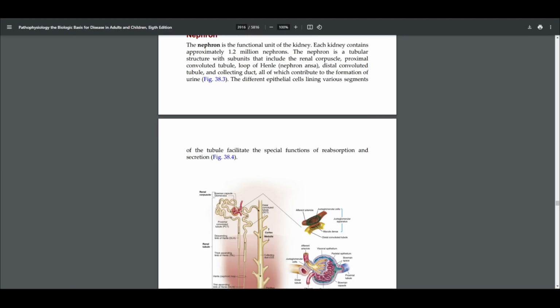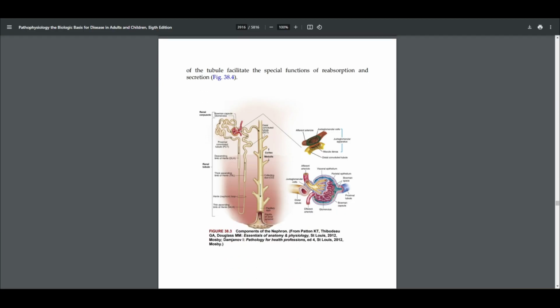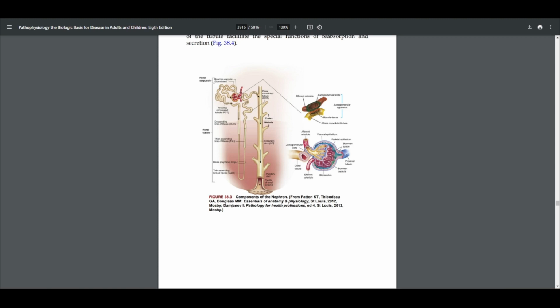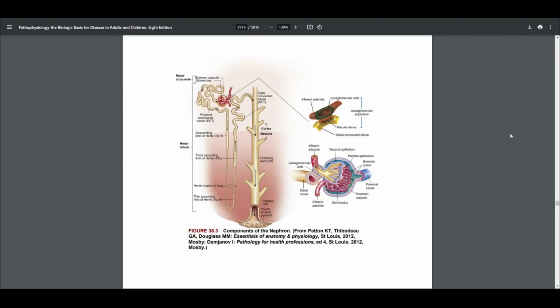The different epithelial cells lining various segments of the tubule facilitate the special functions of reabsorption and secretion. So here we have the components of the nephron. I'll leave that up for just a moment so you can take a look at that. And actually, while we're at it, let's make it a little bigger. There we go.